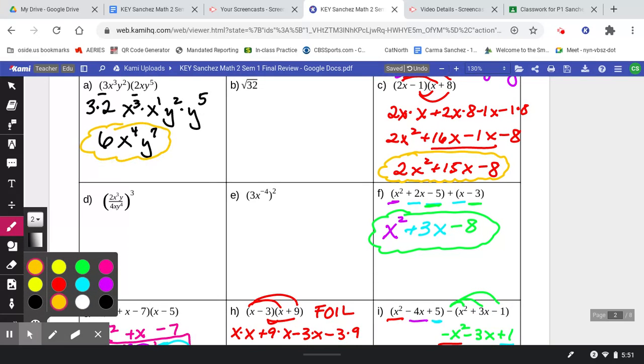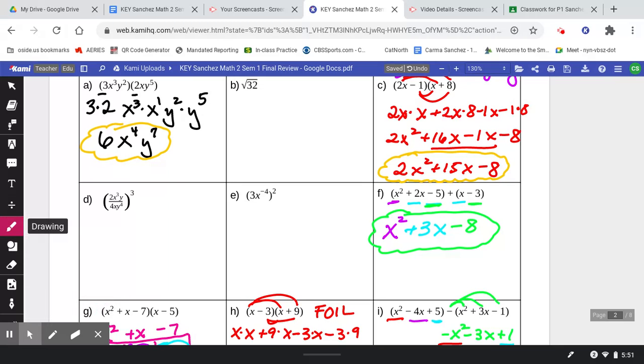Okay, let's go take a peek at letter D here. This is showering the power rule, but we're not going to do that until we simplify the inside first. So I'm going to put a little note here. Simplify inside first. So for example, 2/4 just becomes 1/2.